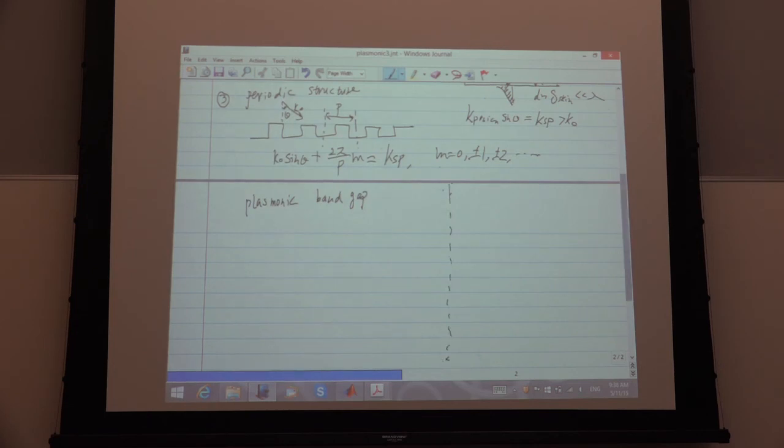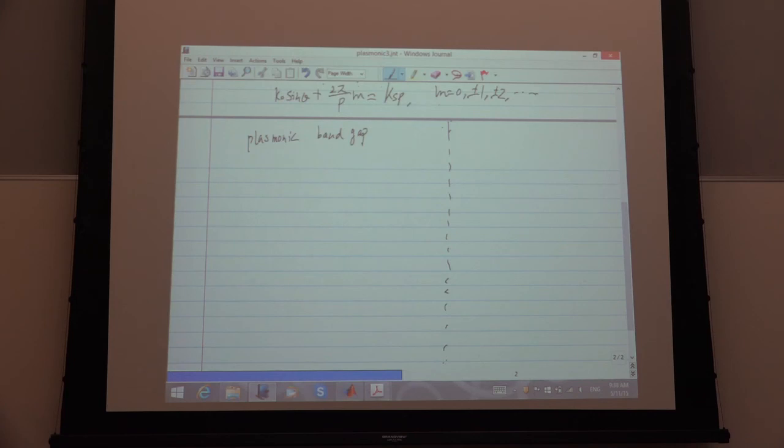Okay, this is a plasmonic one. This is a photonic band gap. For the photonic band gap, everyone knows that we have the 1D multilayer structure A, B, A, B, A, B, and repeat them many times. This is a photonic band gap.